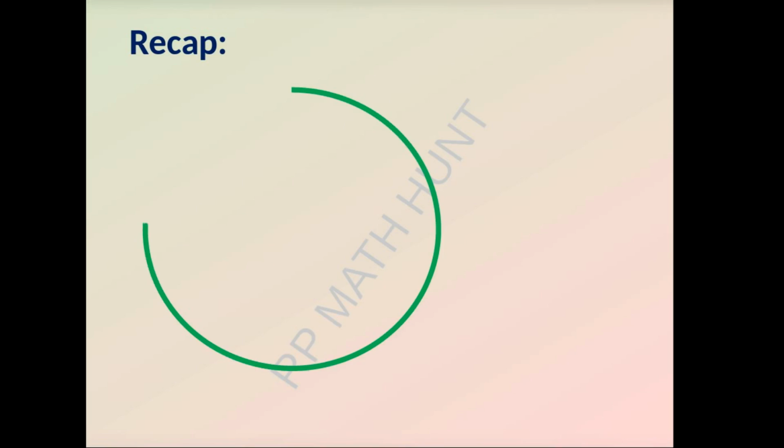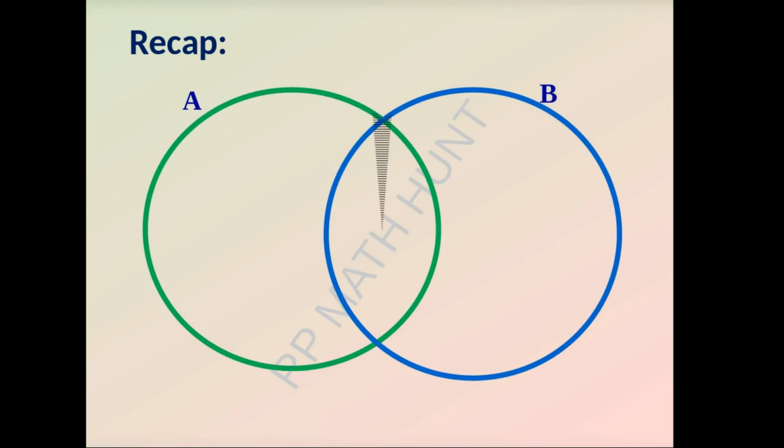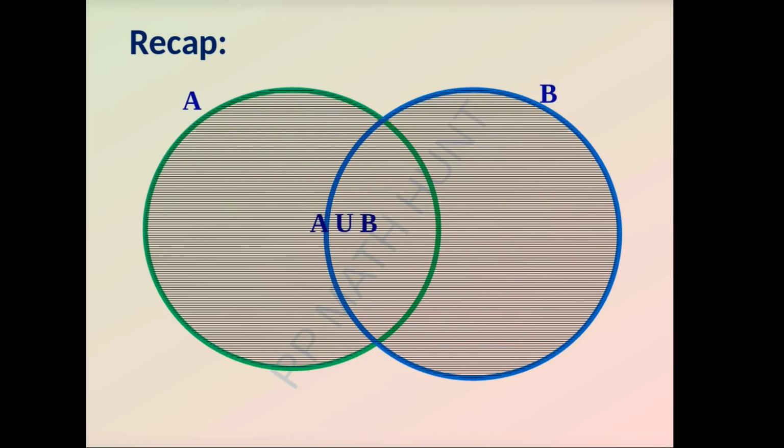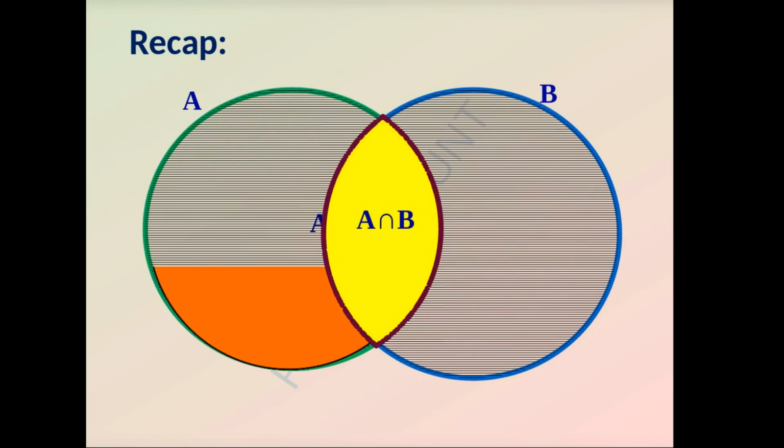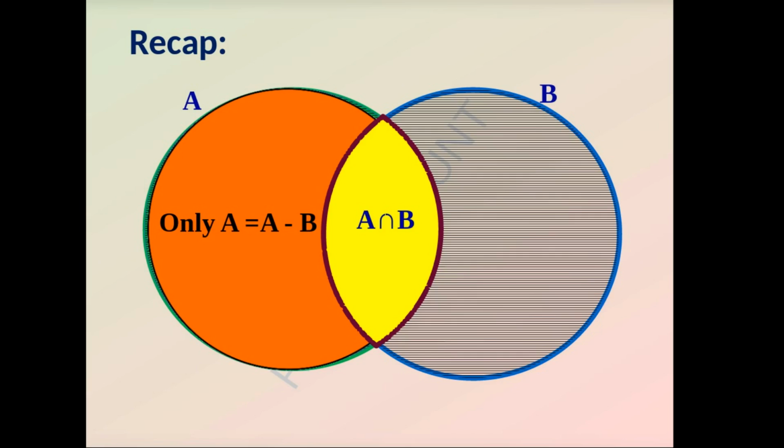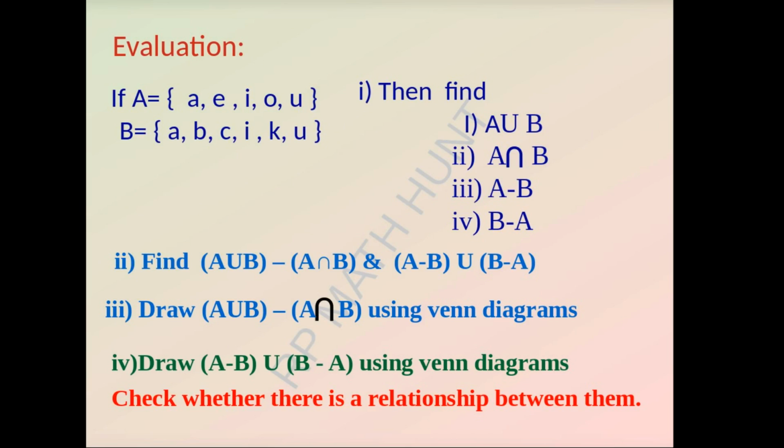Recap. Observe carefully on the screen, my dear children. A, B. The entire region represents A union B. This small middle region is A intersection B. This region is only A minus B, or this is only B minus A.